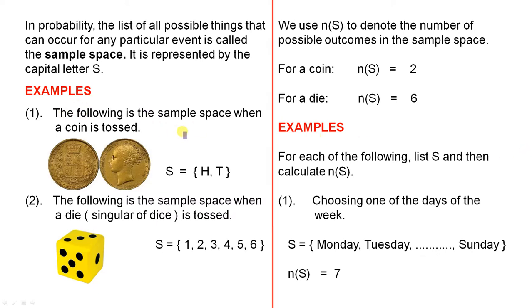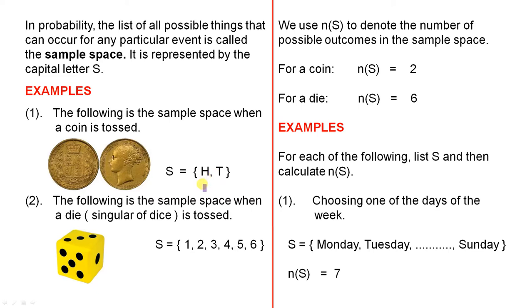Number 1. The following is the sample space when a coin is tossed. So we saw in an earlier video that a normal coin has two sides. One is a head and the other one we call a tail. So the sample space, which is all the possible things that can occur when the coin is tossed, is a head or a tail, and that's how we write it. We list each of the possible outcomes.